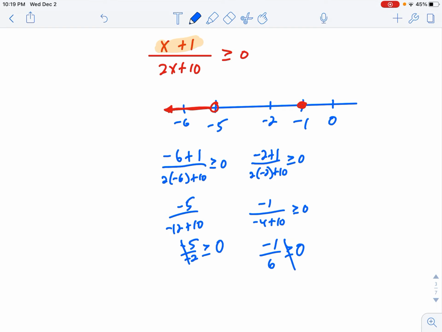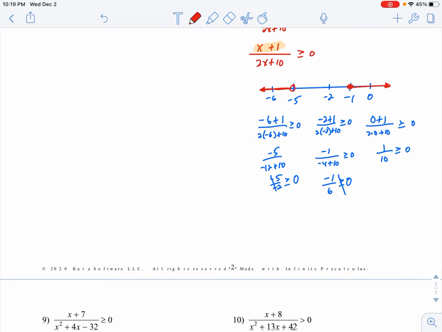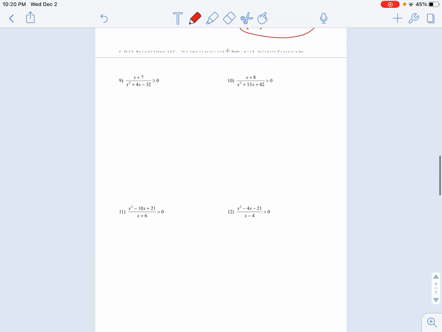And do the next interval, the 0. 0 plus 1 over 2 times 0 plus 10. Is that greater than or equal to 0? That gives me 1 over 10. 1/10 is a positive number. It is greater than or equal to 0. So this does get shaded. So negative infinity to negative 5 parenthesis, union, bracket negative 1 to infinity. Remember that closed dot means bracket. The open circle means parenthesis. That should be the answer for number 8.